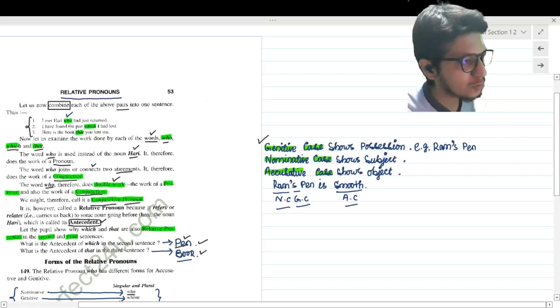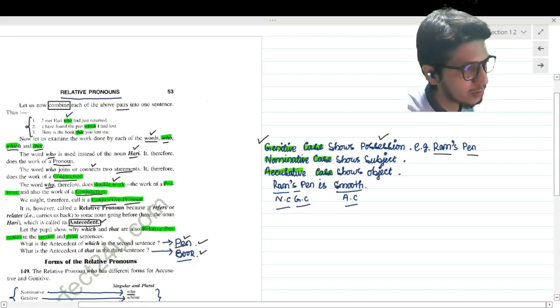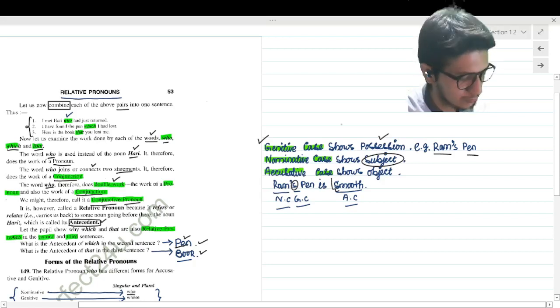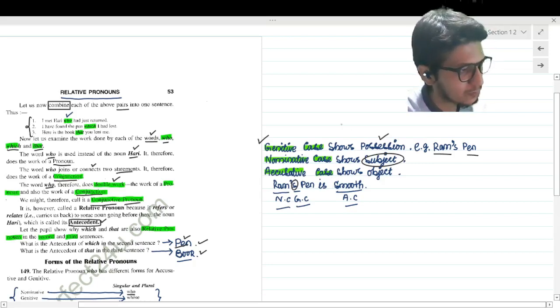Genitive case shows possession. For example, Ram's pen. Nominative case shows the subject. Accusative case shows the object. Ram's pen is smooth. Here, Ram is a nominative case. Apostrophe S shows the possession, so Ram's is the genitive case. Smooth is an accusative case, that is, smooth is the object of the sentence.